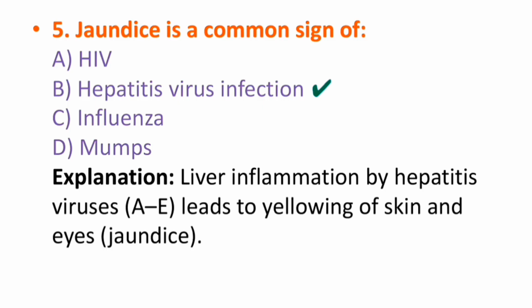Jaundice is a common sign of option A HIV, option B hepatitis virus infection, option C influenza, option D mumps. The correct answer is option B, hepatitis virus infection. Liver inflammation by hepatitis virus leads to yellowing of the skin and eyes, jaundice.